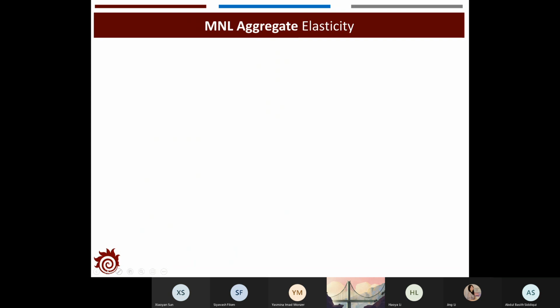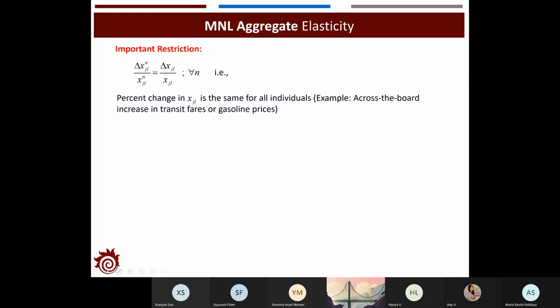So with that, we want to start with one restriction. First of all, we assume that for some attributes, the changes of the attributes will be the same for all the individuals. So we will have this assumption: delta xjln divided by xjln will be the same as delta xjl divided by xjl. So regardless of the individual n, that will be all the same.